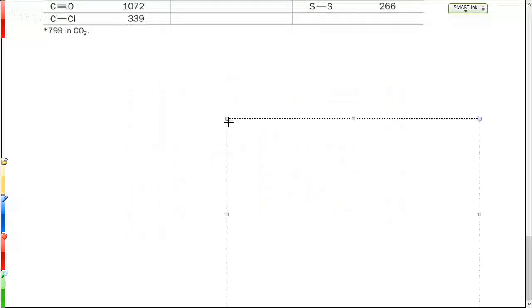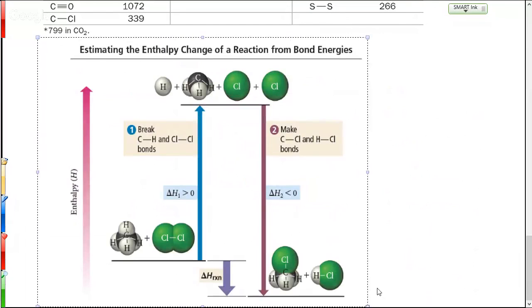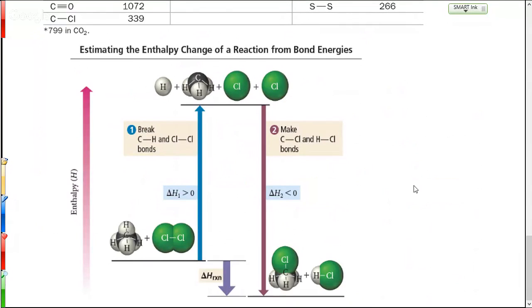This is something we kind of skipped in chapter 6 because it's not really worth spending a lot of time on. But you can estimate how much energy change there's going to be in a reaction just by thinking about what bonds are formed and what bonds are broken. So in this particular reaction, enthalpy is on the y-axis, that's energy.